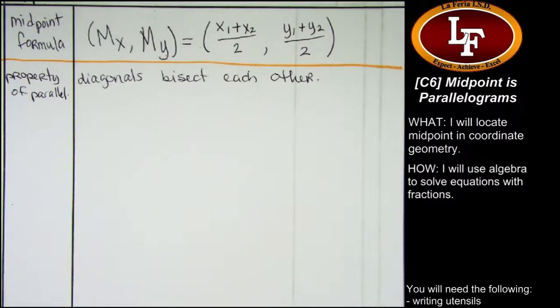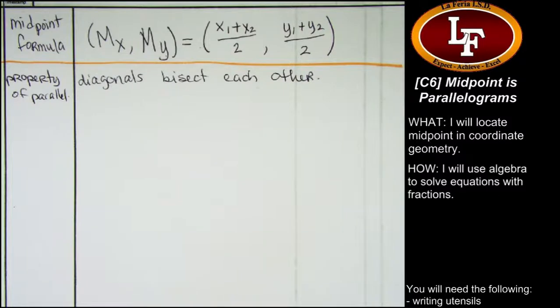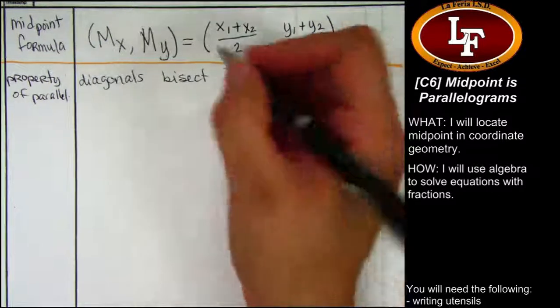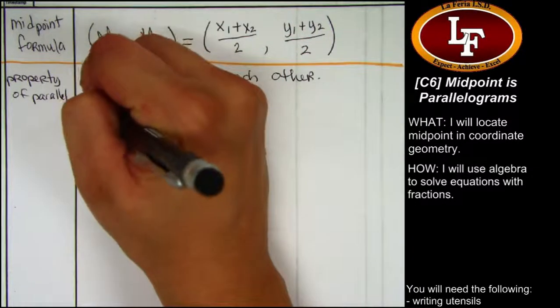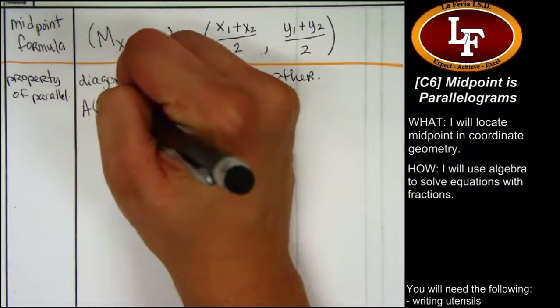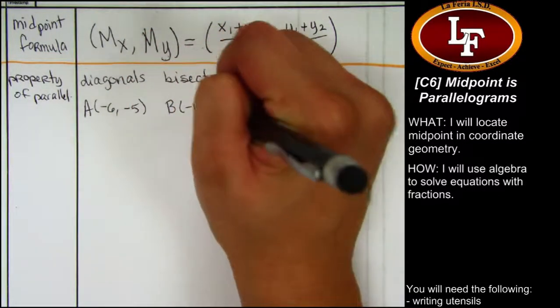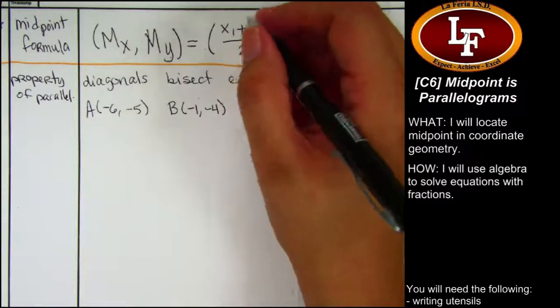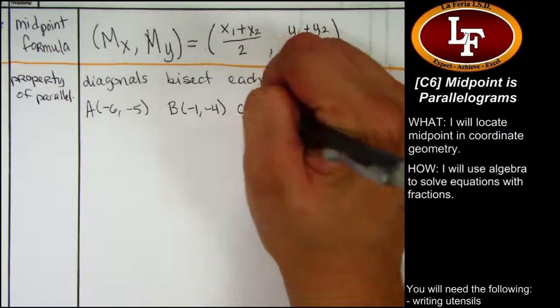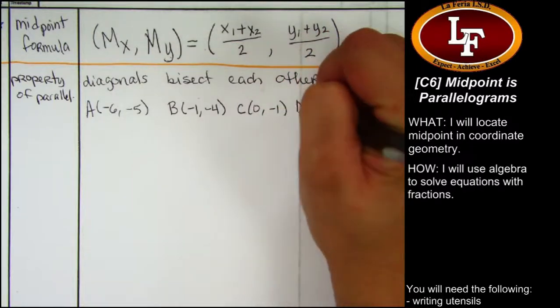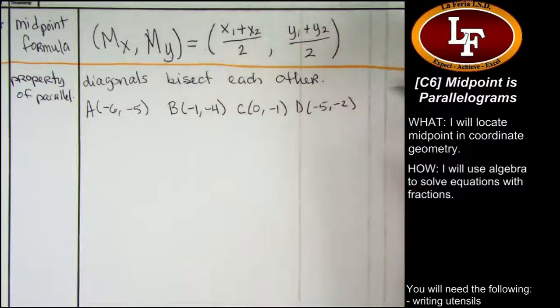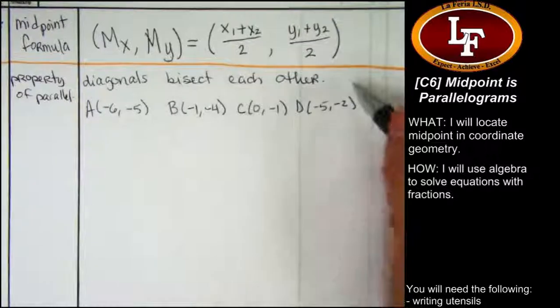Thank you. All right, so I'm going to find the coordinates of some sort of parallelogram. Here we go. Let's say I have these coordinates. A is sitting at -6, -5. B is sitting at -1, -4. C is sitting at 0, -1. D is sitting at -5, -2. All right, so here are our coordinates, and we don't know if this is a parallelogram or not, but we know that the diagonals bisect each other.